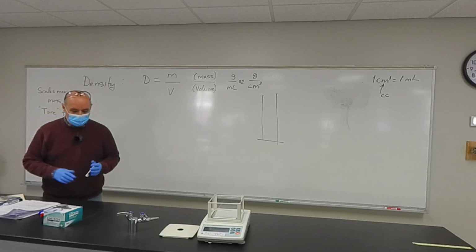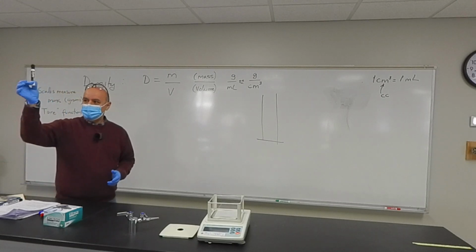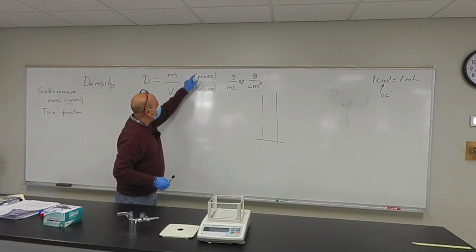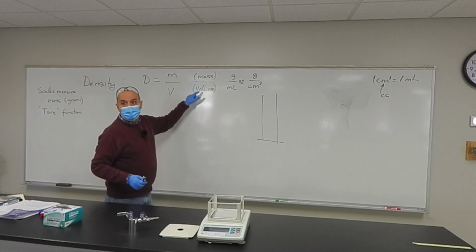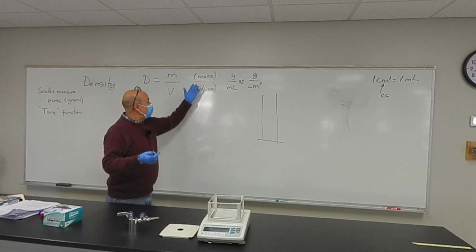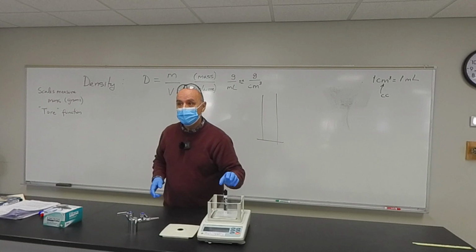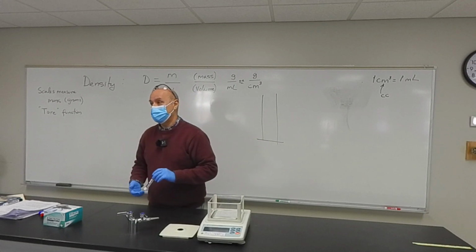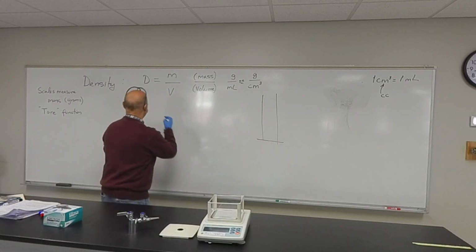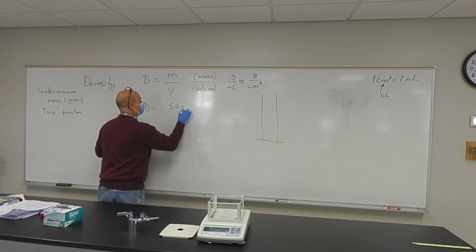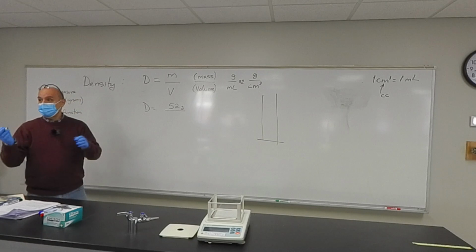Now, let's say that we want to get the density of this marker. So I need two pieces of information. I need the mass and I need the volume. The mass obviously is simple. I use the scale, I put my marker on, and I have a number. And let's say that I get something like 52 grams. I'm done with the mass.